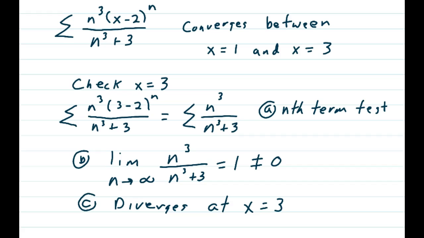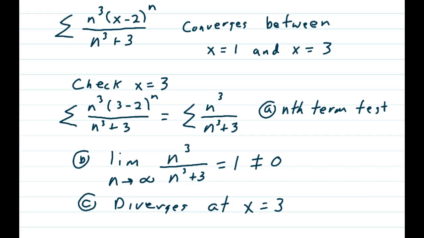So again, we know that the power series n cubed (x minus 2) to the nth over n cubed plus 3 converges between x equals 1 and x equals 3. Now we need to check the endpoints. We'll check x equals 3 first. So we plug 3 in for x and get the summation n cubed (3 minus 2) to the nth over n cubed plus 3. 3 minus 2 is certainly 1. Get 1 to the nth, which is 1. And we have the summation of n cubed over n cubed plus 3, a new numerical series.